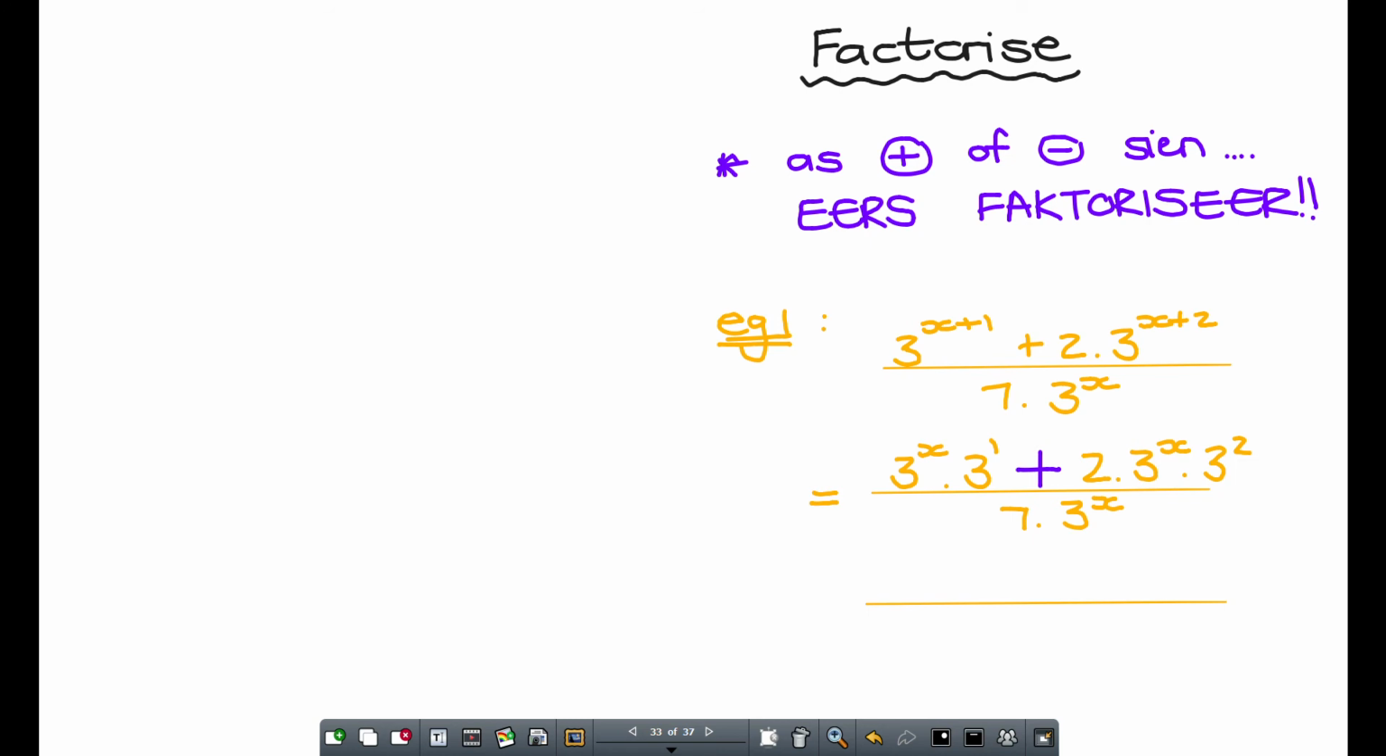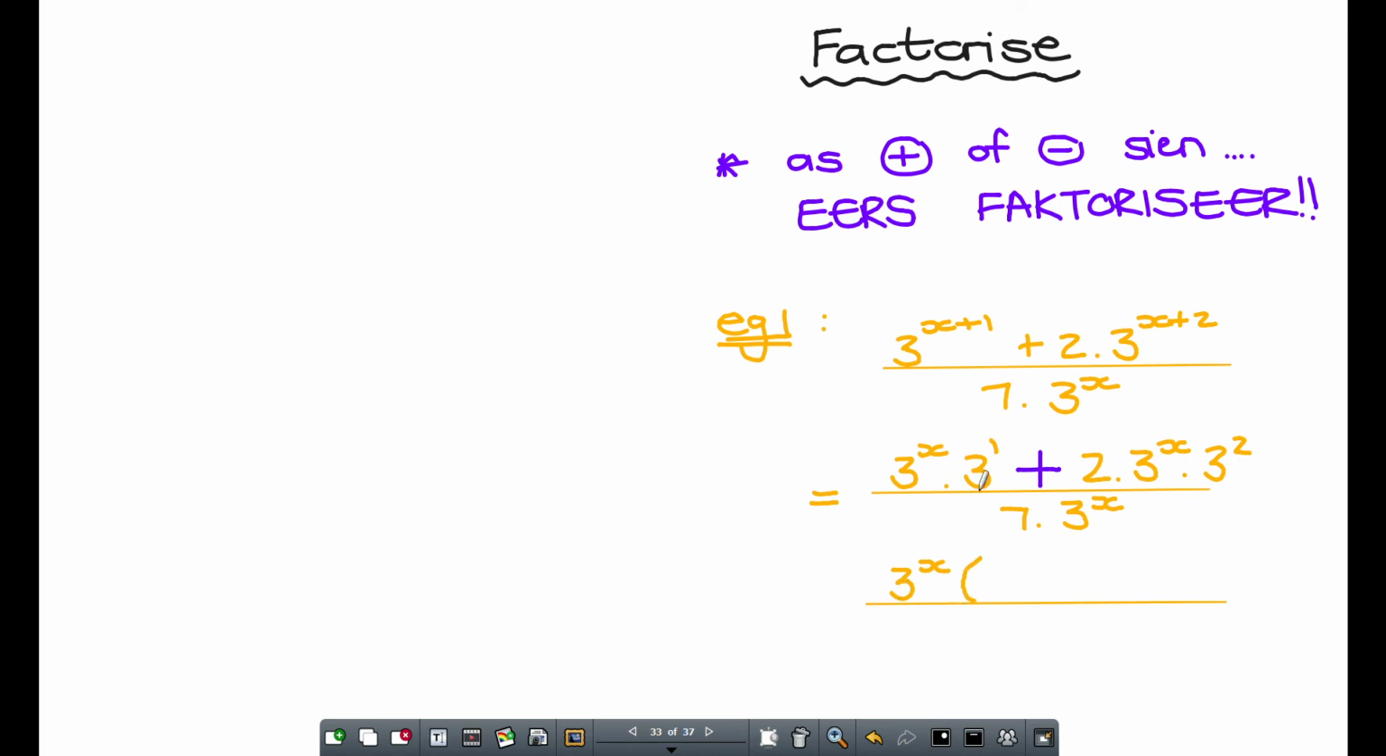Sê weer? 3 tot die mag x. Okay, can you see that's in both of those terms? Nee. Alright, so at the top, let's show. I take out 3 to the power of x, en wanneer ons 'n gemeenskaplike faktor uithaal, dan wys jy 'n hakkie om te sê, okay, dit is wat nou oorbly.